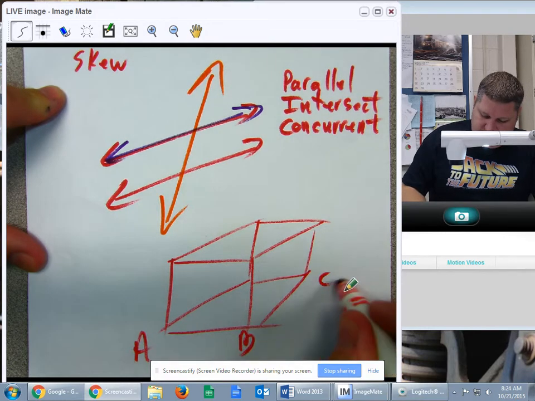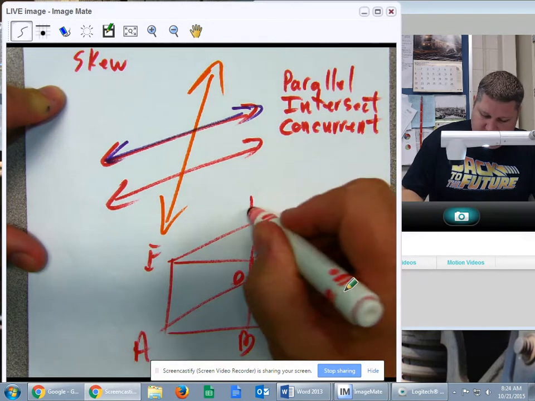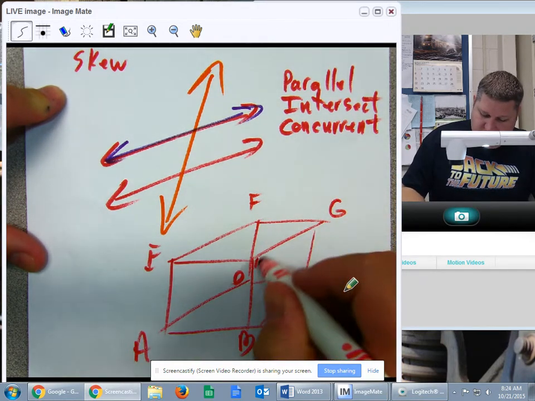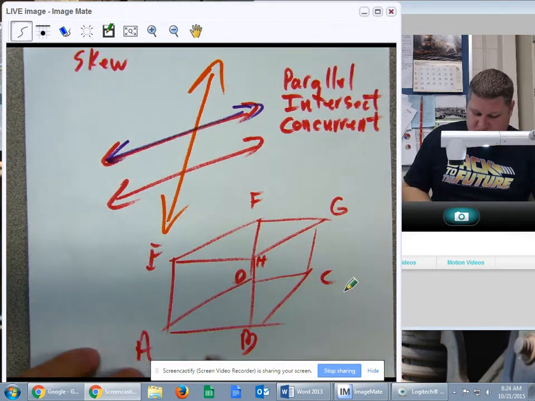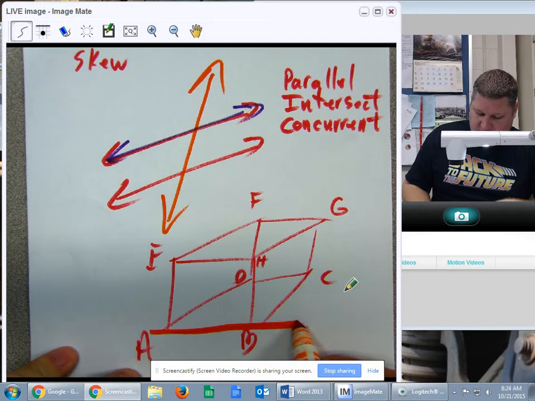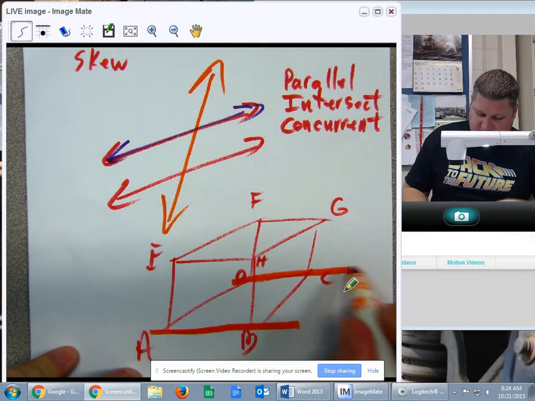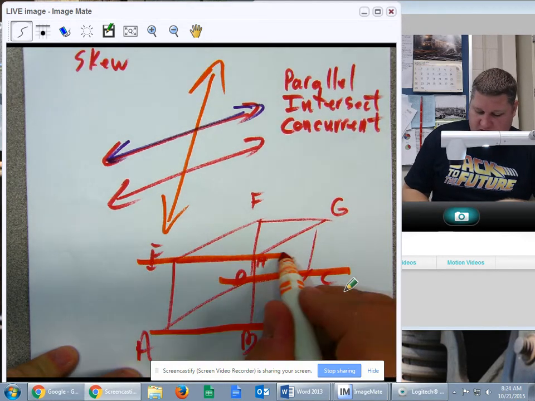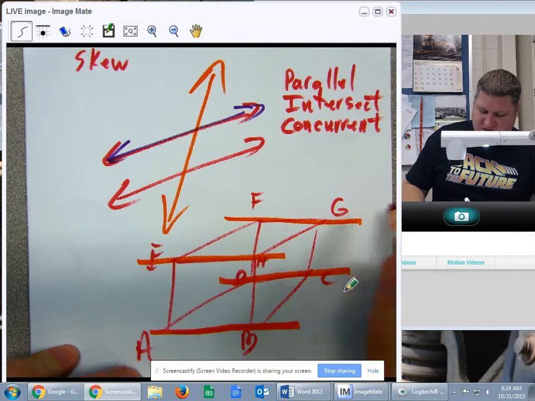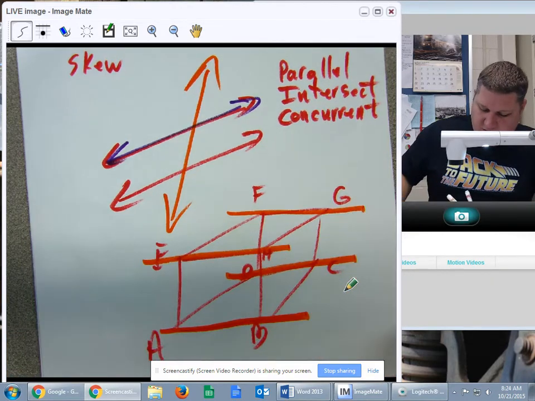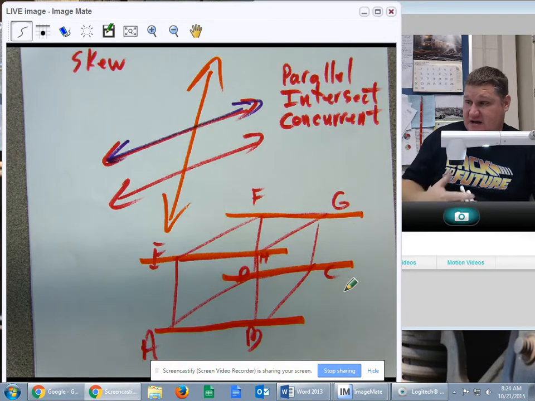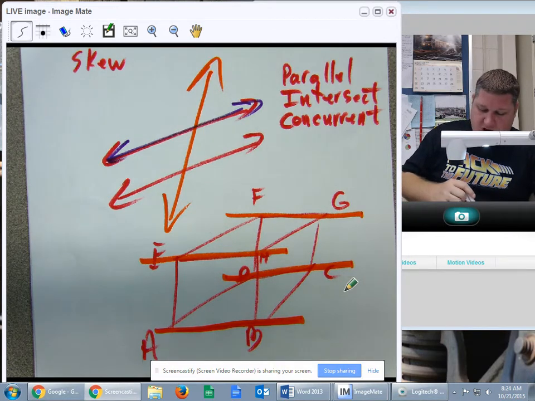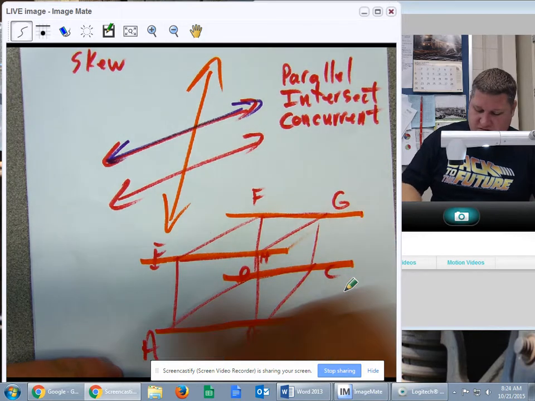A, B, C, D, E, F, G, H, I have all sorts of parallel lines. Those parallel lines, any line parallel to AB would be DC, but it would also be EH and it would be FG. All those would be parallel because even in three dimensions, they go in the same space, the same shape at the same time. You could have parallel lines running the other way as well.